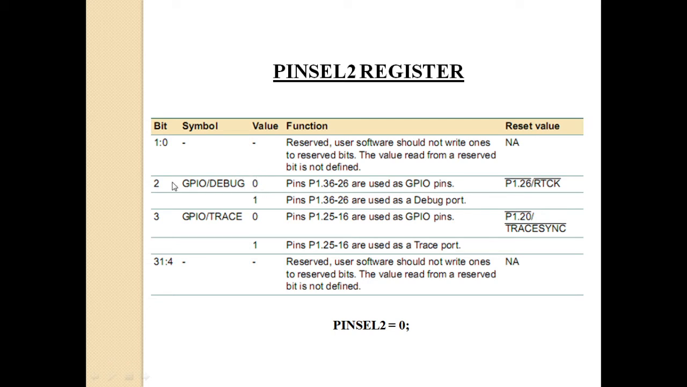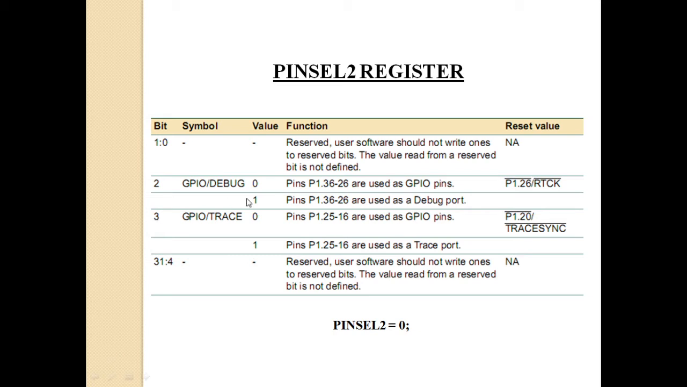Similarly, if you are writing this bit number 2 value as 1, you will be configuring the same pins 16 to 31 as debug port pins. So in my case, I need to configure P1.26 to 31 as GPIO. So what value should I write? I should write 0 in bit number 2 of PINSEL2. Similarly, I need to configure P1.16 to 25 also as GPIO. So what value should I write? I need to write a value 0 in bit number 3.